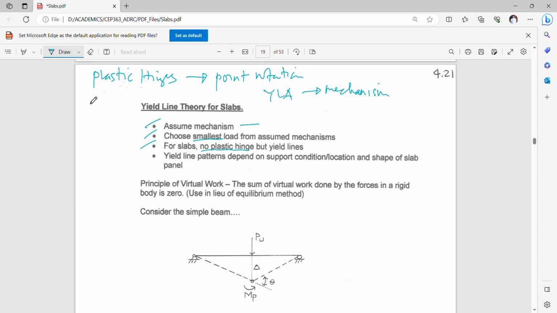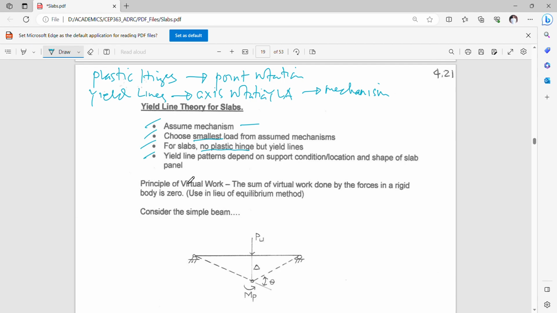Okay, while in yield lines, we are considering line rotations or axis. Sorry, we are referring to axis rotation. So yield line patterns depend on the support condition, location, and shape of the panel.